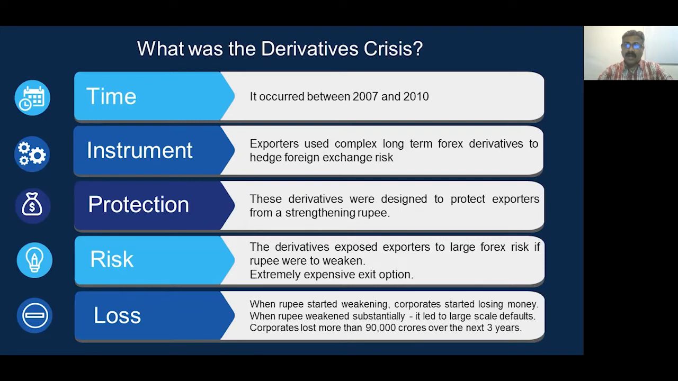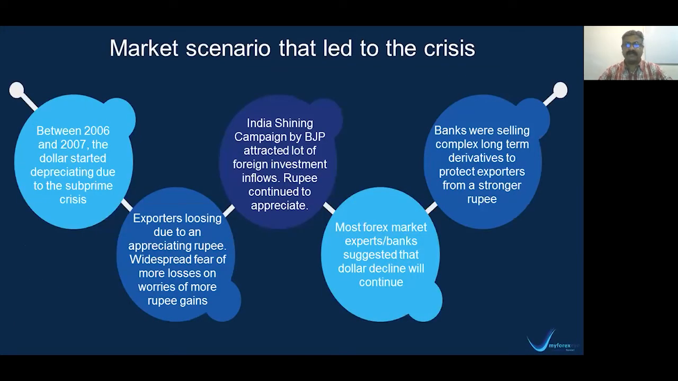Now, what happened regarding the loss? What really triggered the panic and the fiasco was when rupee started weakening, the corporates started losing a lot of money. And when rupee weakened substantially, there was a huge amount of defaults from the corporate side because they just could not pay the derivative losses. It is estimated that corporates lost more than 90,000 crores over a period of 3 years. Let's dig deep and understand.